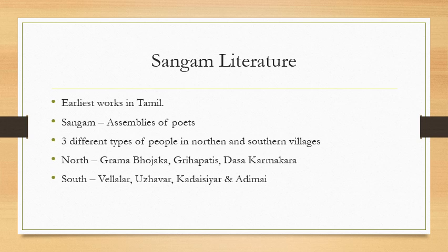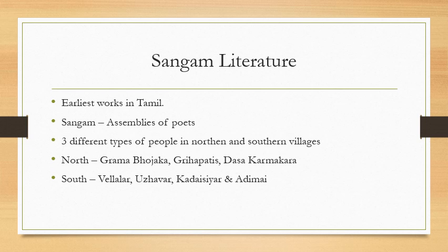During this time, there were at least three different kinds of people living in most villages in the southern and northern parts of the subcontinent. In the north, they were called as Gram Bojaka. He was the village headman. It was a hereditary post and often the largest landowner. Also functioned as a judge and sometimes as a policeman.